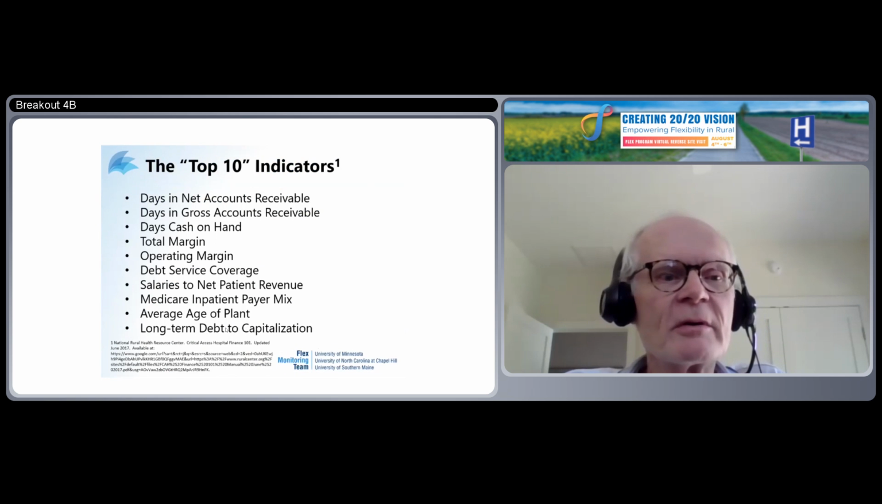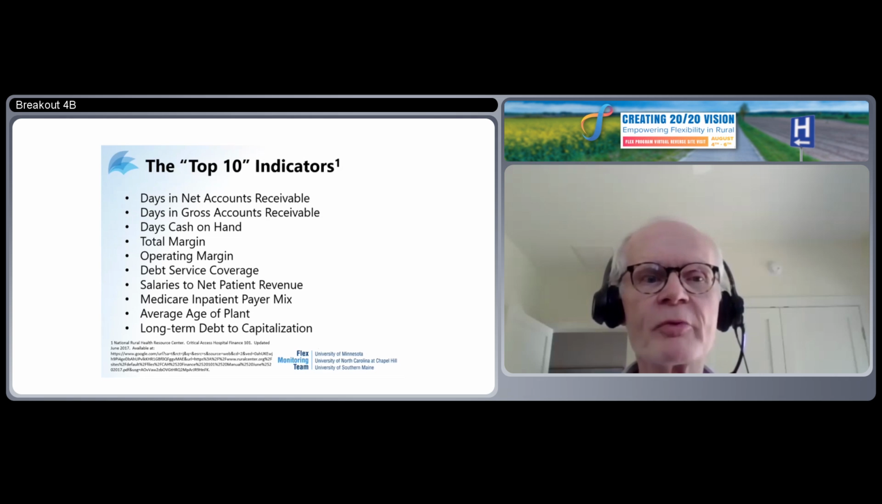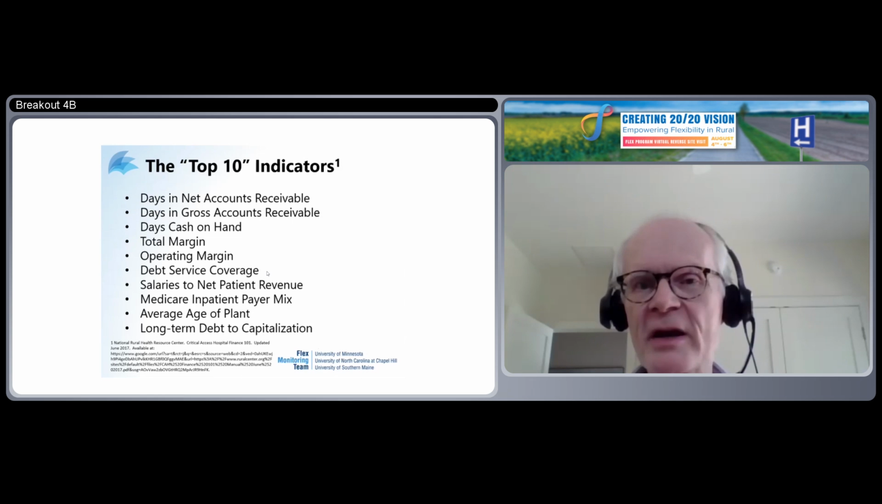These indicators were established at the Financial Summit several years ago. They are not our thinking. They are the thinking of some very smart CFOs who considered all the relevant operating factors and financial factors for critical access hospitals. All of these indicators are in Compass, as well as a whole bunch of other ones.